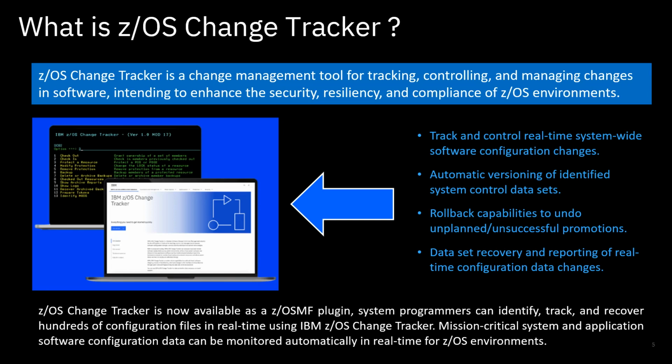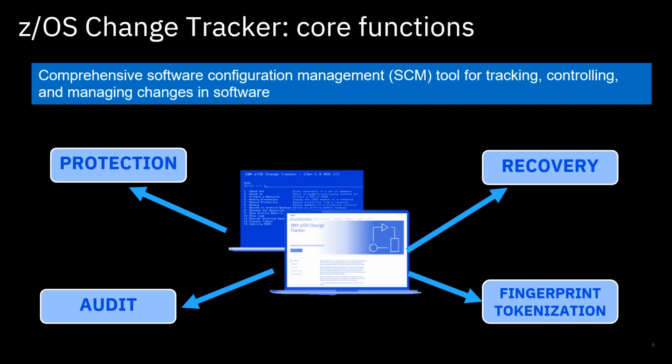And also it provides a reporting capability of real-time configuration data changes and rollback capabilities to undo unplanned or unsuccessful operations. zOS Change Tracker is based on 4 core functions. The first one is protection, in order to provide member-level management of critical PDS and PDSE libraries.